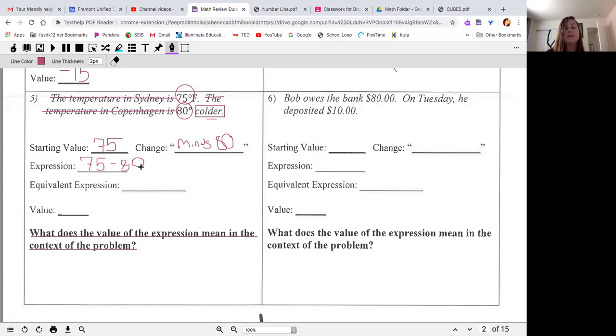So I hope you put 75 minus 80. And then equivalent in expression. So another way I can write that, 75 plus negative 80 degrees. Okay. And my value will be negative 5 degrees.